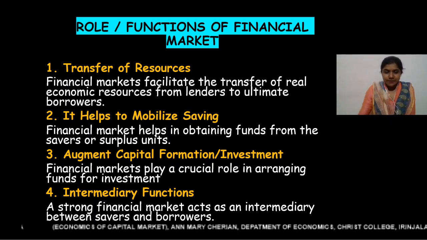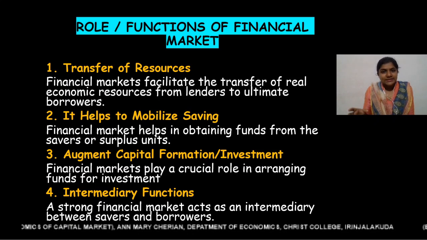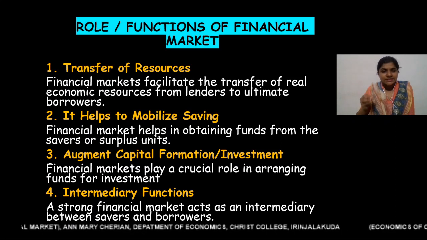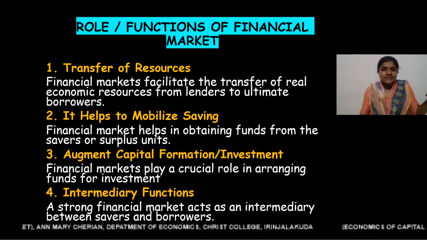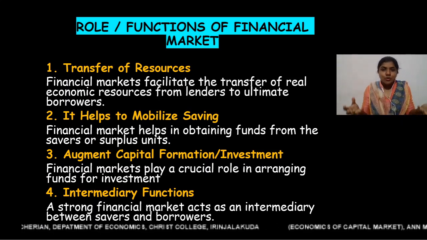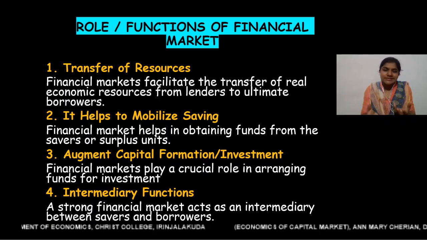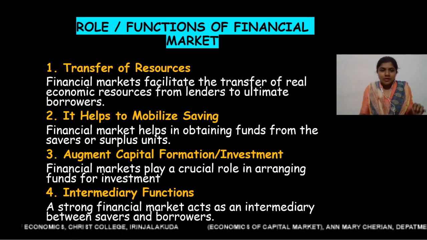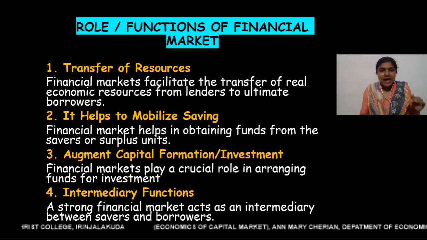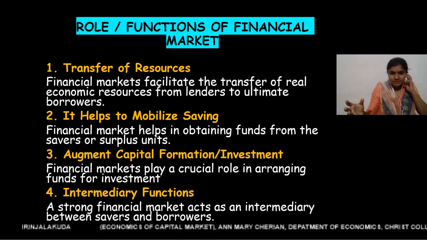Next function, intermediary function. A strong financial market acts as an intermediary between savers and borrowers. So the essential function of financial market is raising or mobilizing savings, raising funds from savers and giving it to borrowers. So financial market acts as an intermediary between savers and borrowers. So the fourth function of financial market is intermediary function.